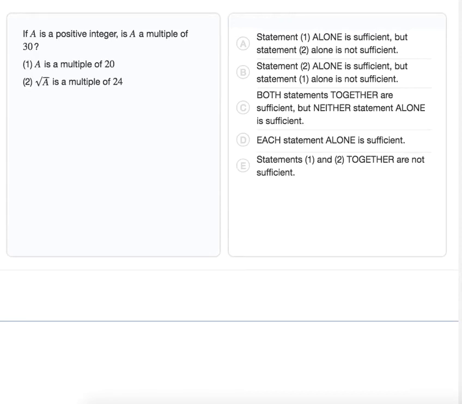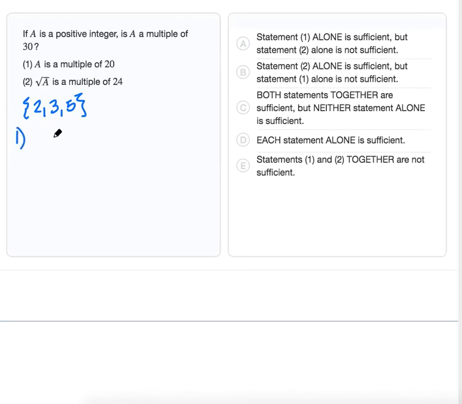To solve a data sufficiency question, let's consider each statement separately first, then together if necessary. Before we look at the statements, let's remember what a multiple is. A multiple of 30 has to contain the prime factors of 30, which are 2, 3, and 5. So we're going to keep that in the back of our minds as we look at the statements.